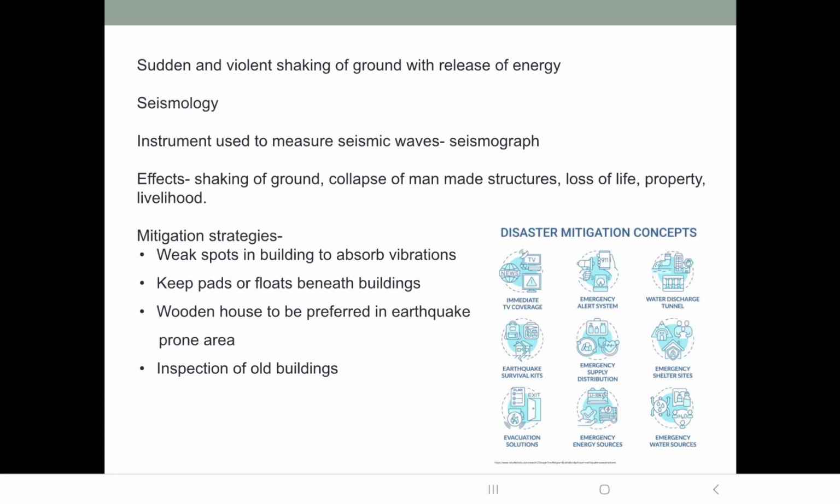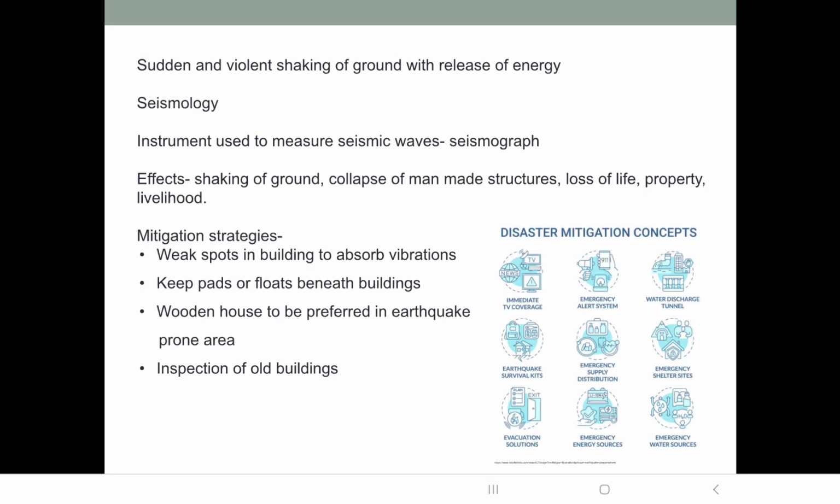These are the effects which can be seen by the eyes, but the aftermath is more devastating. That means those who survive the earthquake have psychological effects. They cannot come out of that disaster image that happens in front of them. So they are somewhere stuck in the fear of that disaster. Therefore, there are psychological effects seen in the people who survive earthquakes.